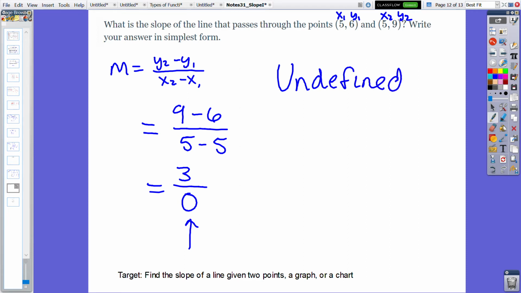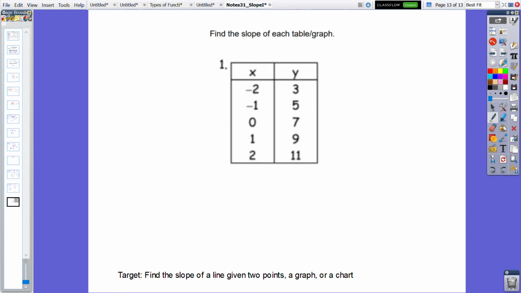And the reason why we call it undefined, think back to the first video. If we were to put, let's say, (5, 6) right here in space, (5, 9) would be directly above it because you're still going right 5 from the origin for both points. So that means the line is completely vertical. That's why we have an undefined slope here, because it's all rise and no run that makes it undefined.